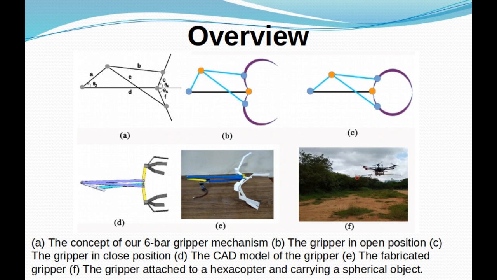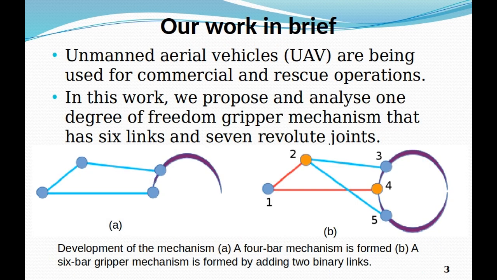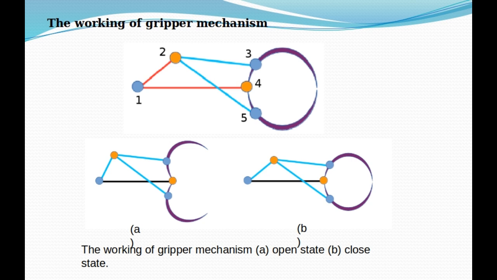Our work in brief. This work is based on a 4-bar mechanism, and another two links are attached to that at points 2, 5 and 4 in figure B, and they form a 6-bar mechanism with 7 revolute joints in it. The working of the gripper mechanism is as follows.